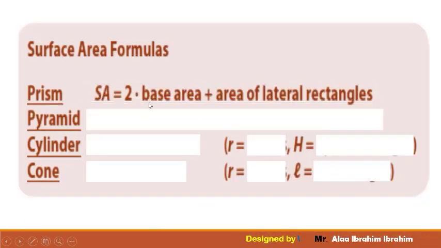So my first one was the prism, 2 bases, but with the pyramid, just one base. Surface area is one base plus the area of the lateral rectangles.